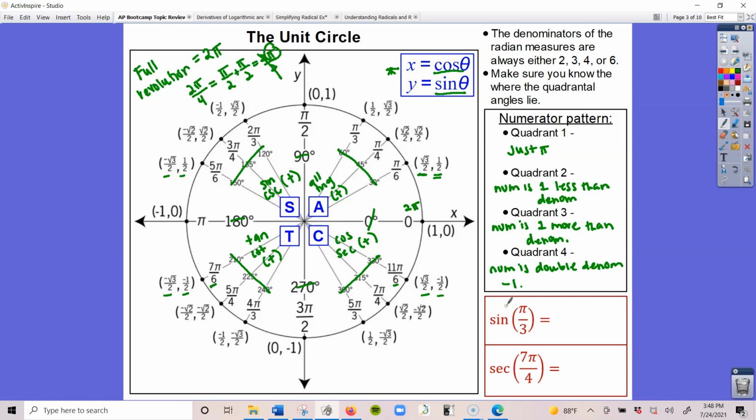Now, just to make sure that we know how to read the unit circle, we're going to evaluate for these two values. So first, we want to figure out the sine of pi over 3. Remember that sine is the y value.